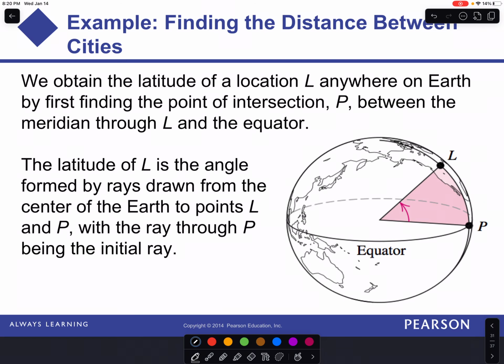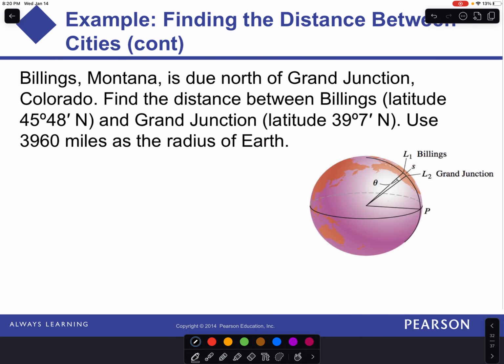So in this example, we obtain the latitude of a location L anywhere on Earth by first finding the point of intersection P between the meridian through L and the equator. The latitude of L is the angle formed by the rays drawn from the center of the Earth to the points L and P, with the ray through P being the initial ray. Okay. So we have the central angle and arc length. And we got the latitude comes from that point P on the equator, and the central angle formed in this fashion.